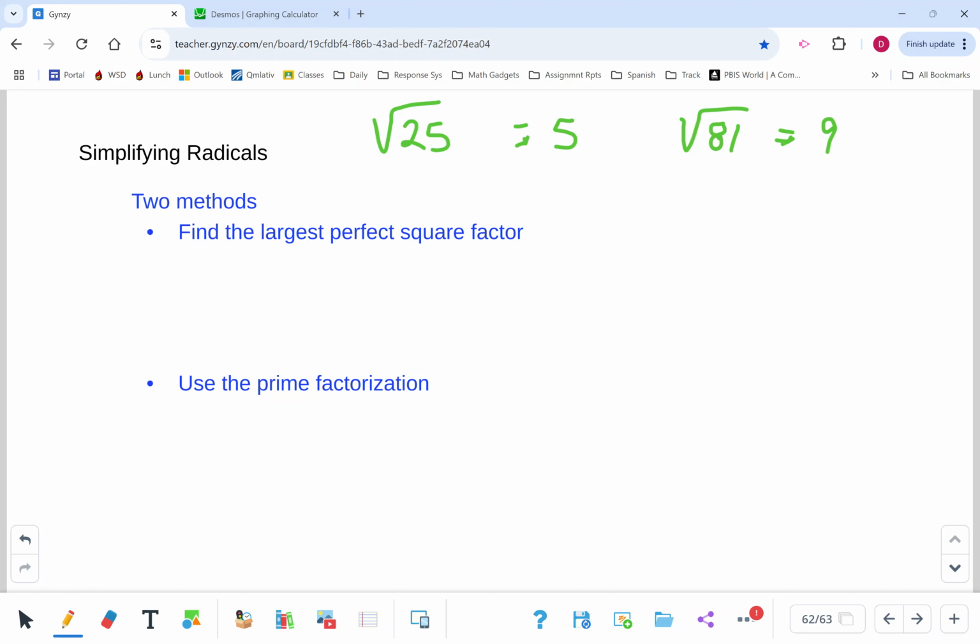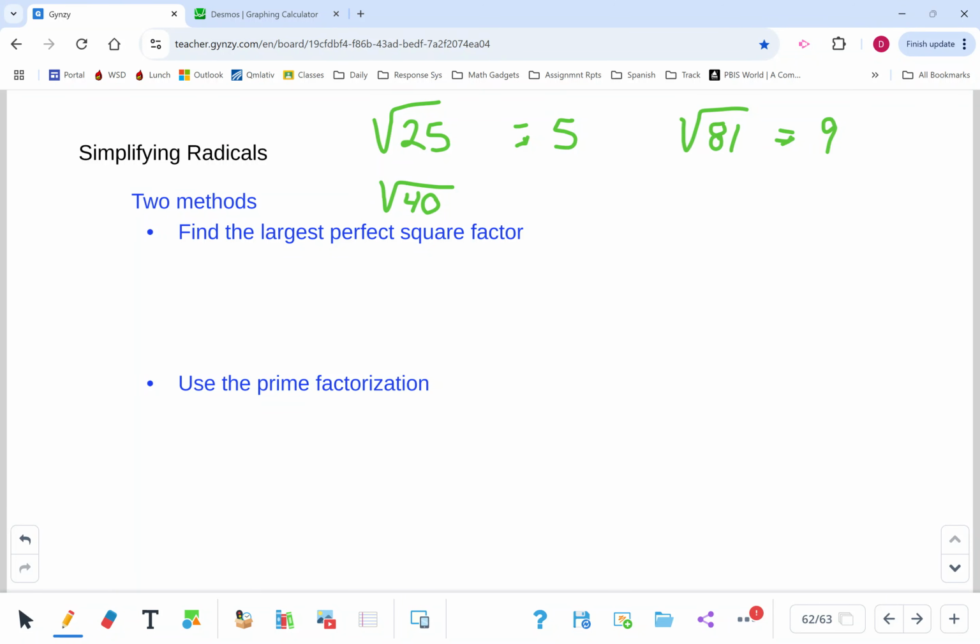So what we mean by simplifying, though, is this. What if you end up with square root 40? Well, there isn't a nice whole number that squares to get 40. 6 squared is 36. 7 squared is 49. We missed it. It's between 6 and 7 somewhere. And so rather than writing a decimal and trying to figure out how many decimals to round it to, what we're asked to do is simply write it in simplified form.